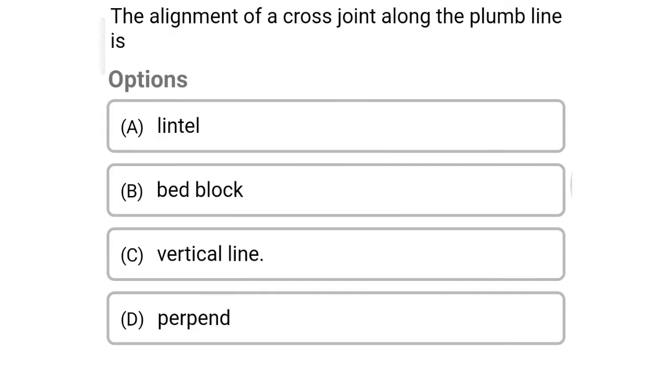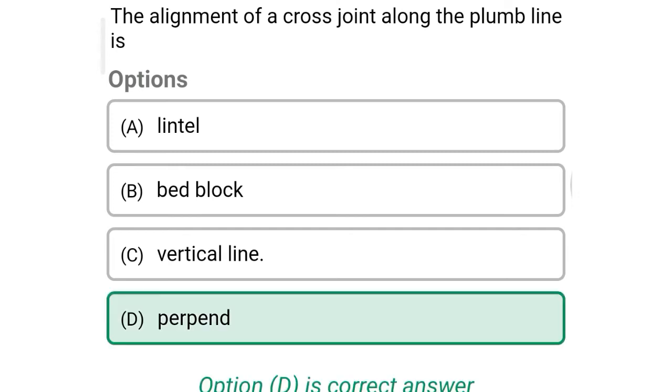So next question, the alignment of cross joints along the plumb line is option A lintel, option B bed block, option C vertical line, option D perpend. So the correct answer is option D perpend.